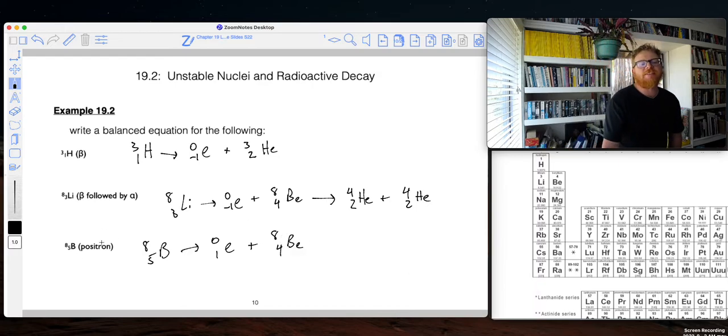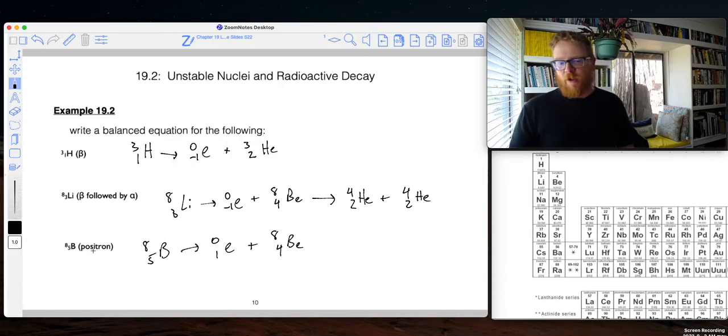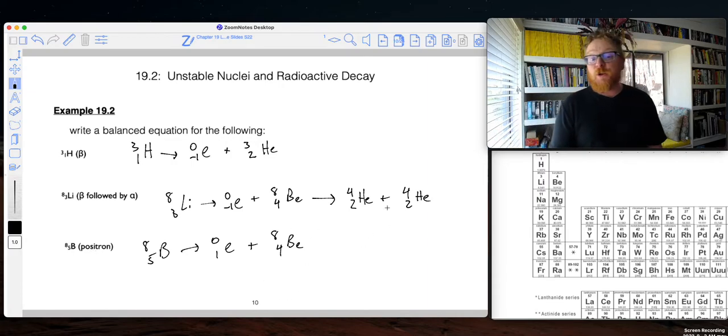And even though it doesn't say that it'll be followed by alpha, we can conclude based on our previous reaction that it seems like alpha decay of this beryllium-8 nucleus is likely. But I'm not going to write that down just because the problem said positron emission.